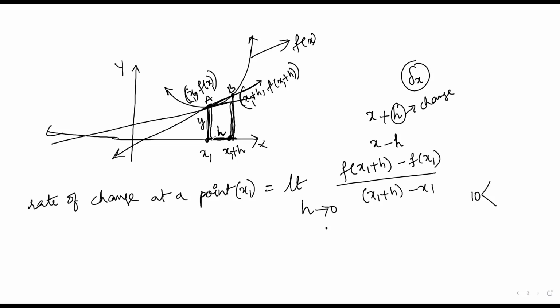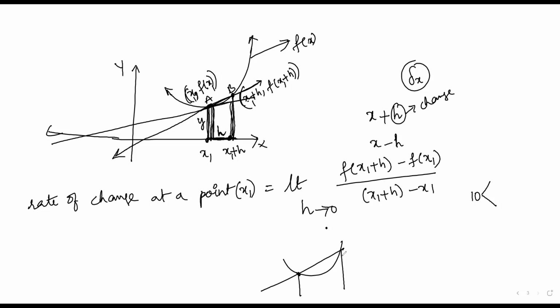This h is close. I didn't understand that. What does that mean? I didn't understand this part. So, the secant line is there. Now this one is the secant line.